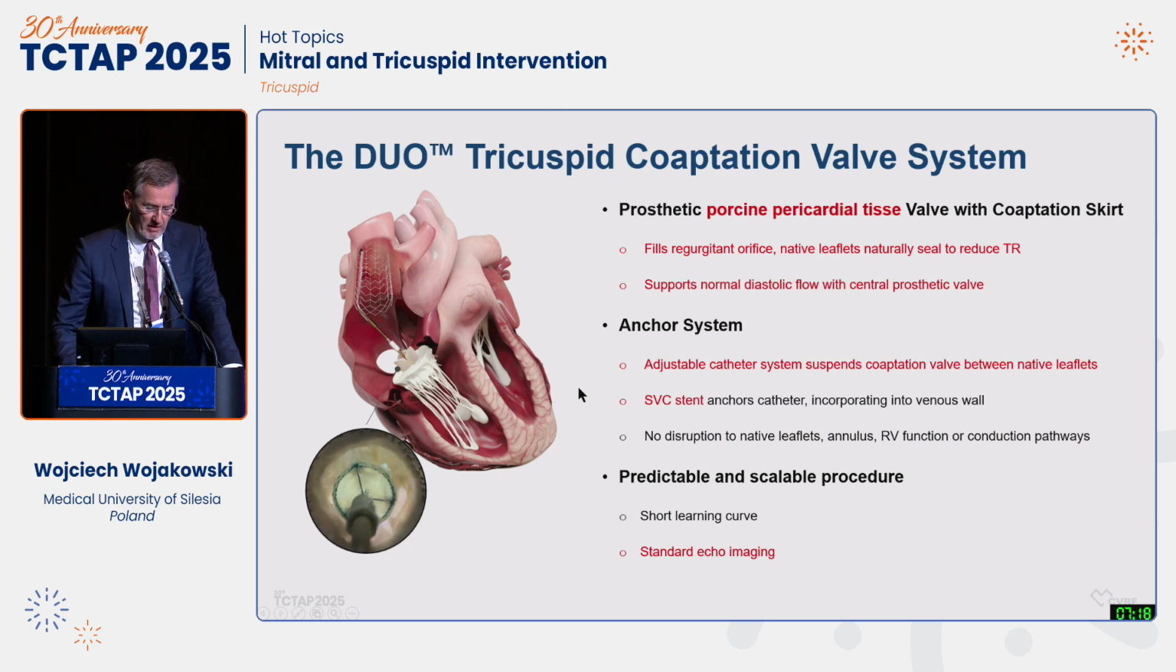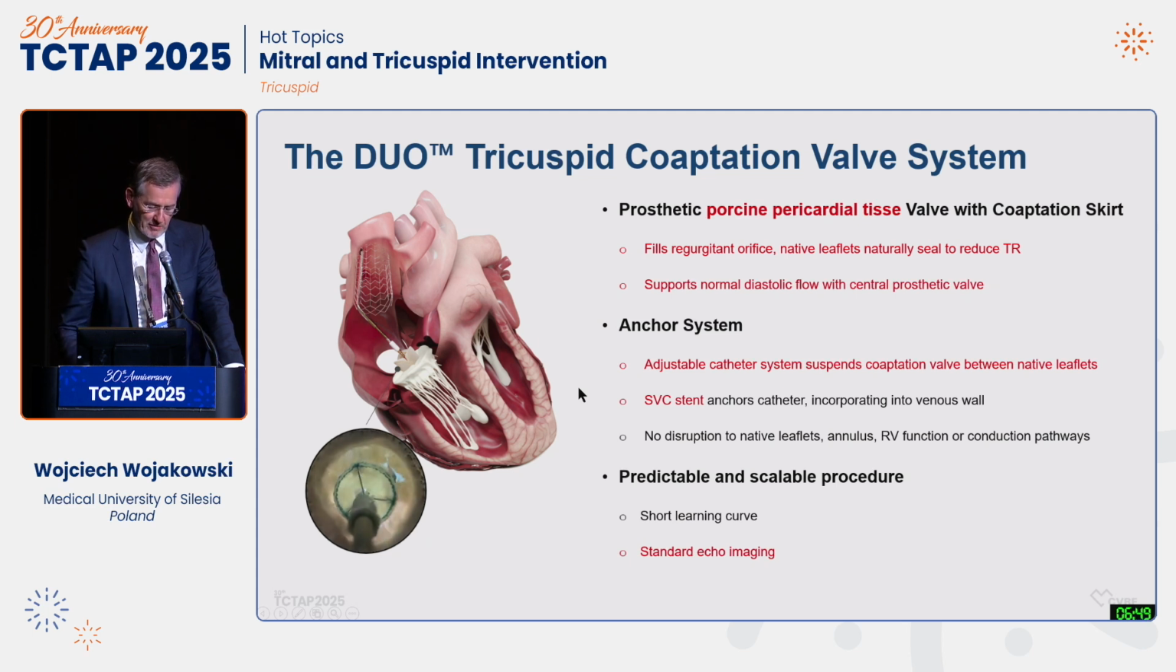So this is a tri-leaflet bovine pericardial tissue valve, which is mounted within the stent, and the outer surface of the stent is covered with this bovine tissue. So it provides inflow during the diastole through the valve, but also it provides a platform of coaptation of the native leaflets around the stent.